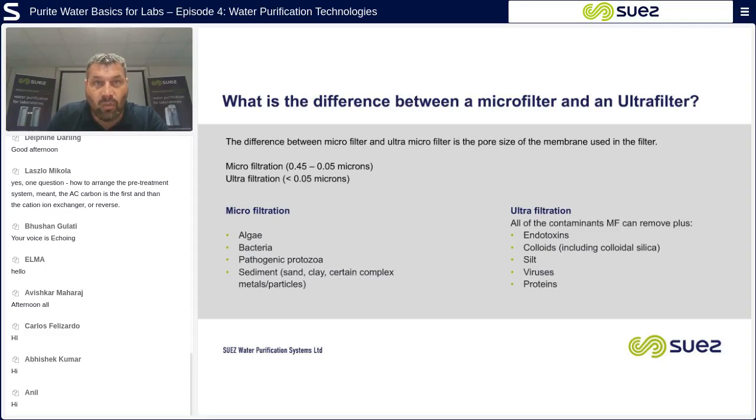Its main function in water purification is to remove the bacteria from the water. By using an ultramicron filter, more contaminants can be removed due to its finer membrane.